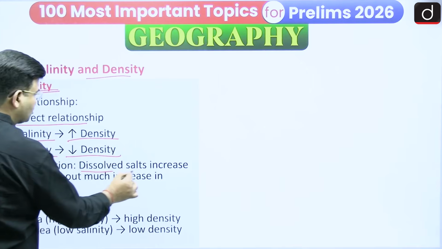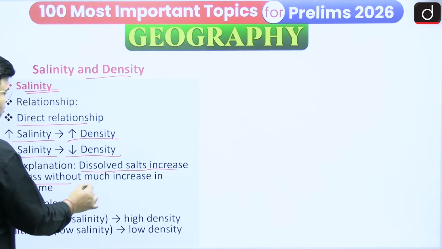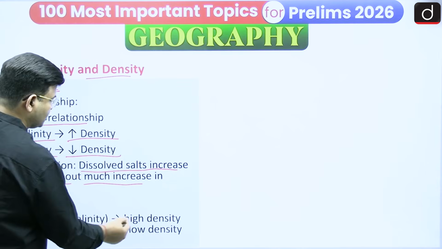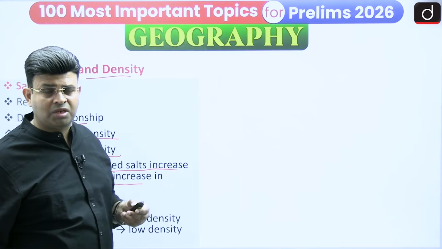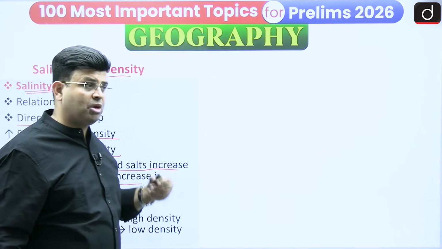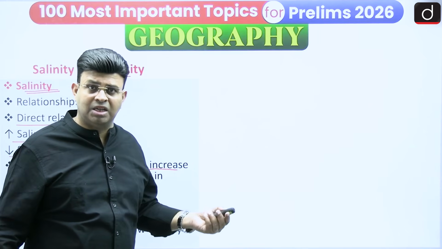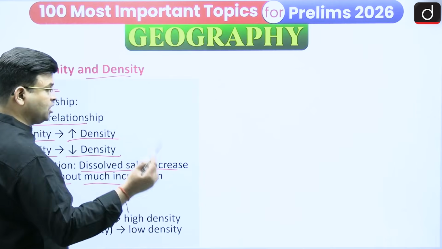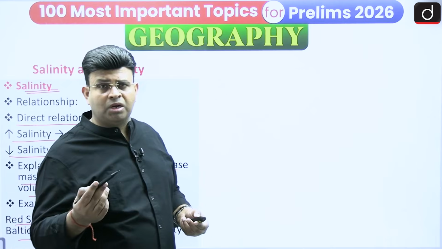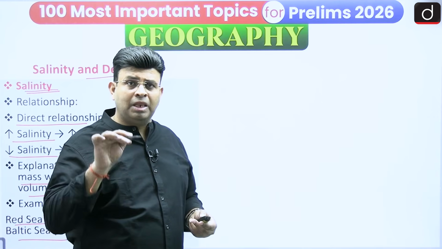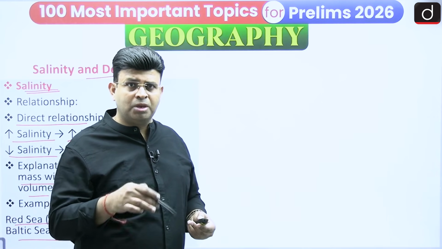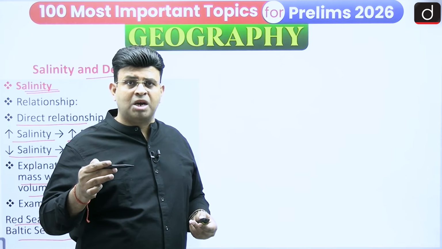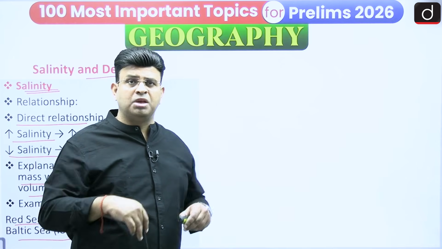Here dissolved salts increase mass without much increase in the volume. The Red Sea has around 40 parts per thousand salinity, so it has a high salinity. The Mediterranean Sea has 39, a high salinity and high density. In the Persian Gulf, around 41. The Baltic Sea, you know, lies between Sweden and Finland in Europe, with some other European countries around it. There it is 20 or sometimes 22 parts per thousand. Salinity is less because of mixing of fresh water.